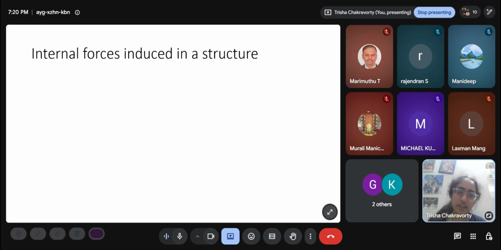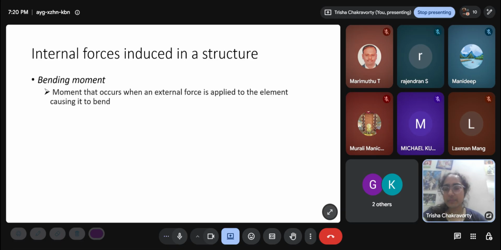These were some concepts. Now, internal forces induced in a structure. There are four types. Bending moment. Bending moment occurs when an external force is applied to the element, causing it to bend. If this is the structural element, and I apply a transverse loading, transverse means if this is the length, this is the longitudinal direction, this is the transverse direction. So if I apply a transverse loading, it generally tends to bend like this. So that is called bending moment.